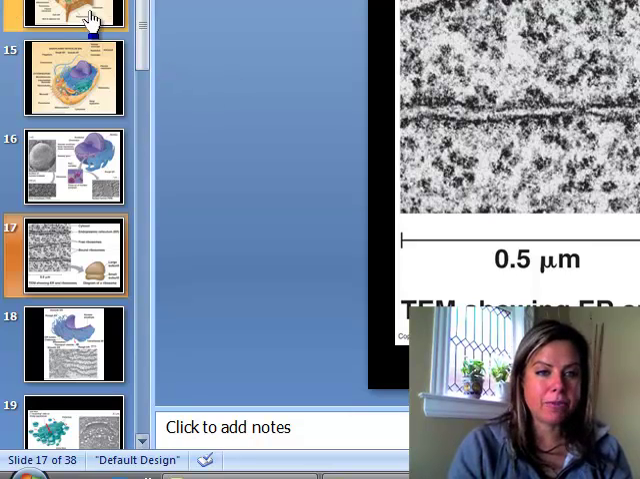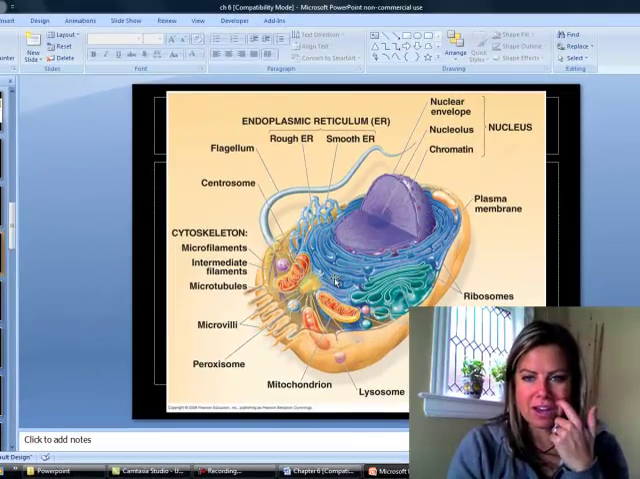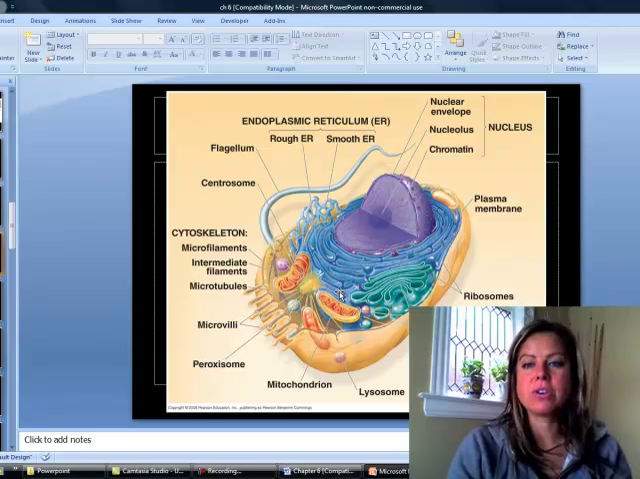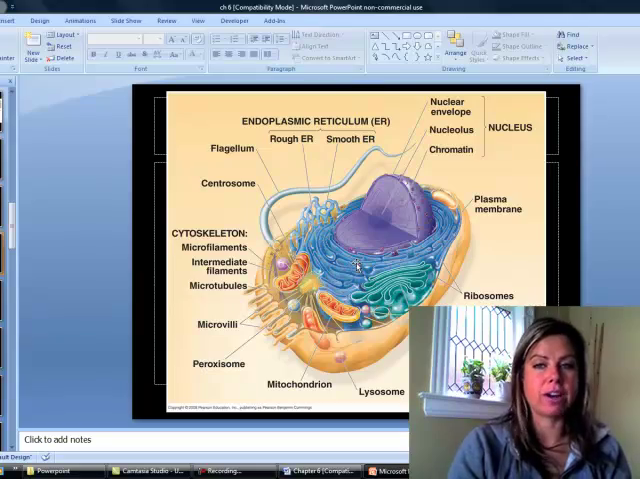If we go back to our picture of the cell, all the little dots that you see everywhere are going to be ribosomes. You're going to have two types of ribosomes. You're going to have free ones that are just floating around in the cytoplasm, and then you're going to have bound ribosomes, and those are the ones that are attached to this next organelle called the ER.